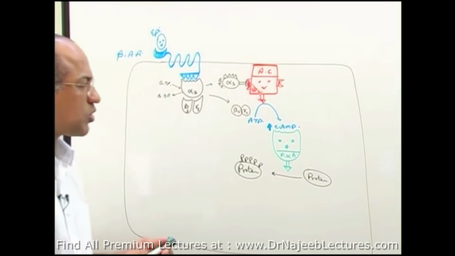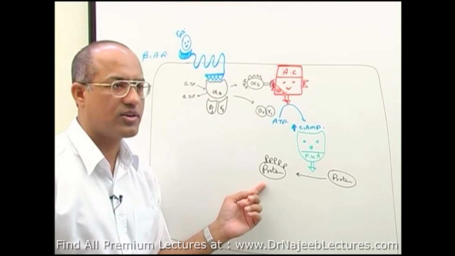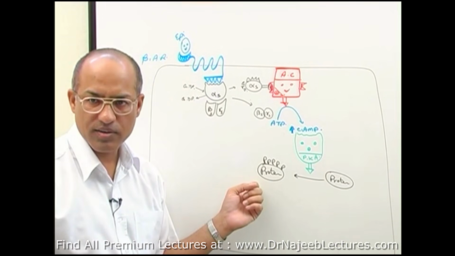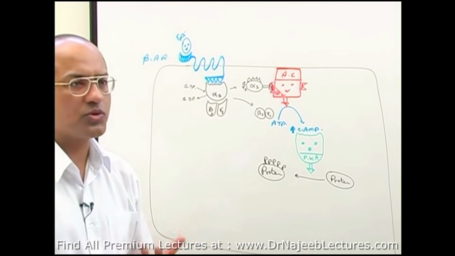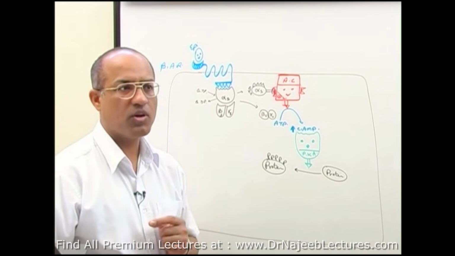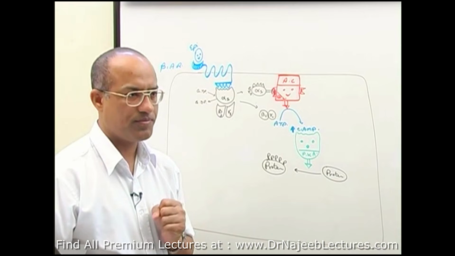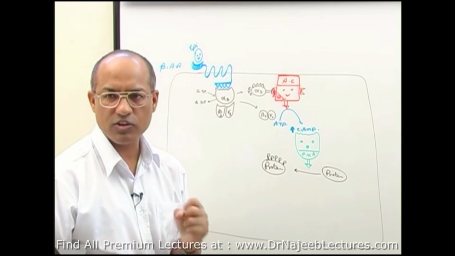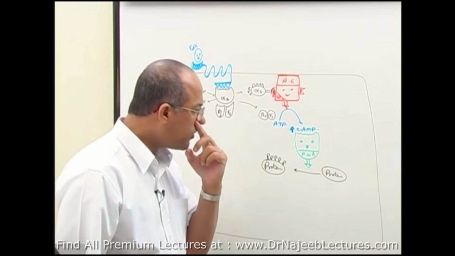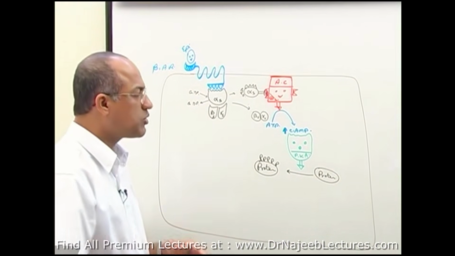Now, when proteins get phosphorylated, their functions are altered. In this way, a target cell's functions will be altered. Now let me give you a few examples. When beta 1 receptors are stimulated, there is cardiac stimulation, increased heart rate, and increased contractility. Now, how does it really happen? It happens in two ways.